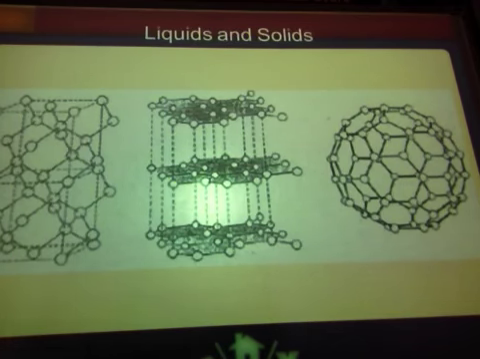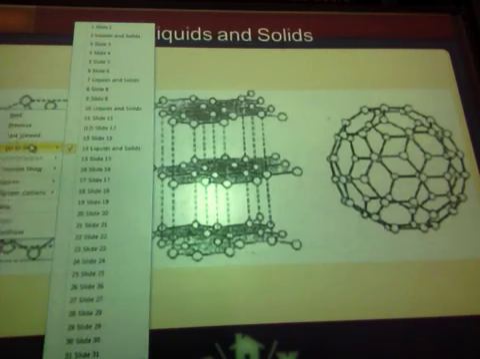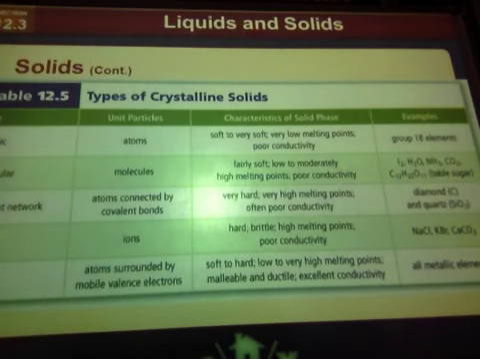So you can just see that there's multiple bonds, multiple covalent bonds, and that's just going to be a little bit different than just our molecular crystalline solids.